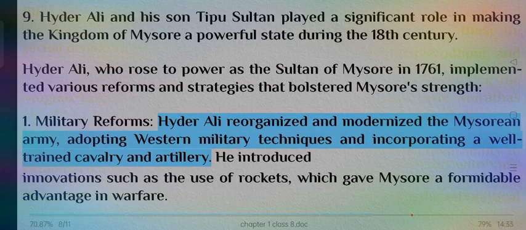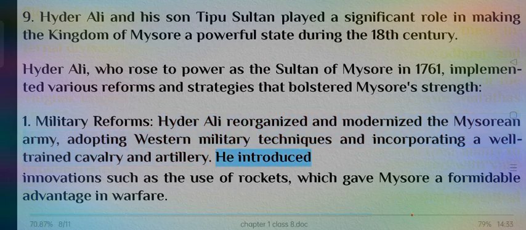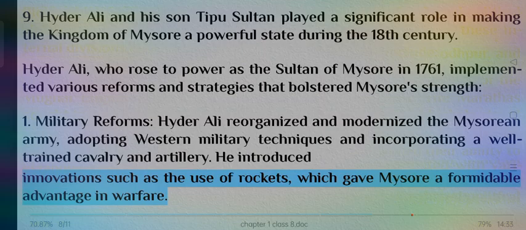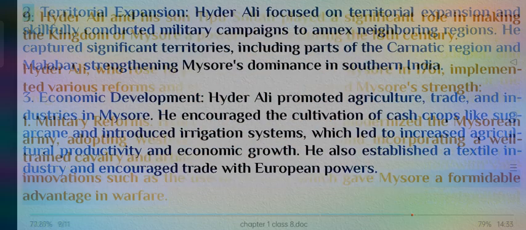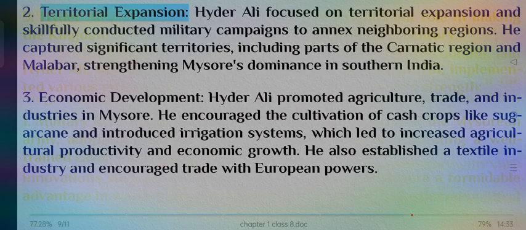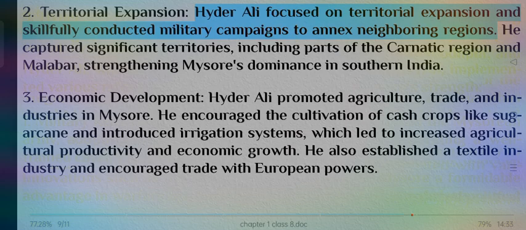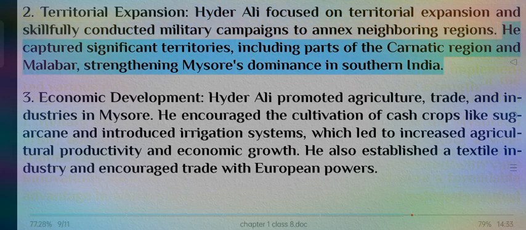Hyder Ali reorganized and modernized the Mysorean army, adopting Western military techniques and incorporating a well-trained cavalry and artillery. He introduced innovations such as the use of rockets, which gave Mysore a formidable advantage in warfare. B. Territorial expansion. Hyder Ali focused on territorial expansion and skillfully conducted military campaigns to annex neighboring regions. He captured significant territories, including parts of the Carnatic region and Malabar, strengthening Mysore's dominance in southern India.